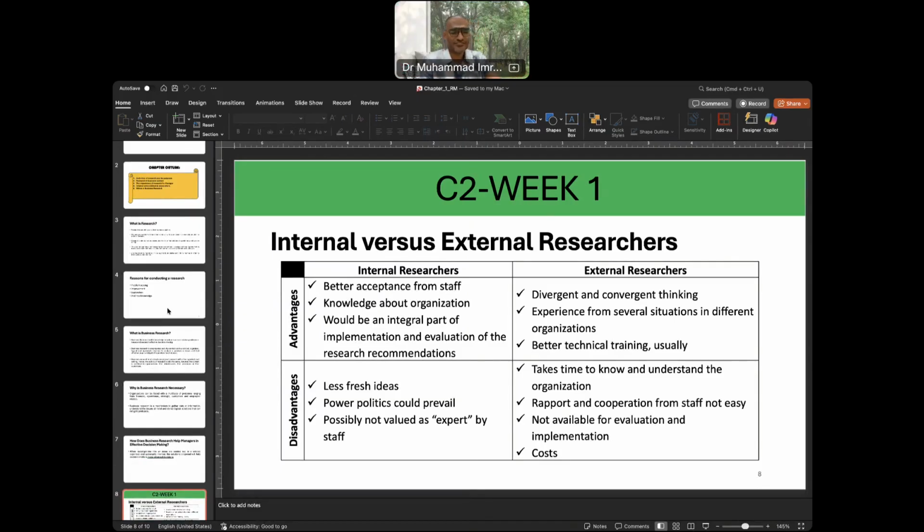How about external researchers, if we hire them? Divergent and convergent thinking, because he has a variety of thinking. He worked in multiple companies and solved multiple types of problems. So that's why he can utilize divergent and convergent thinking. He has experience from several institutions and different organizations, and better technical training, as usual. These are the advantages.